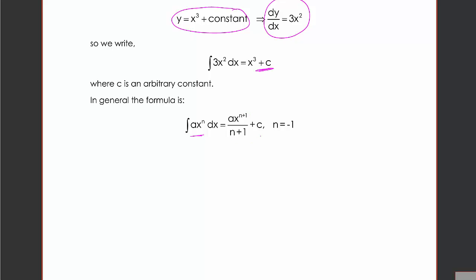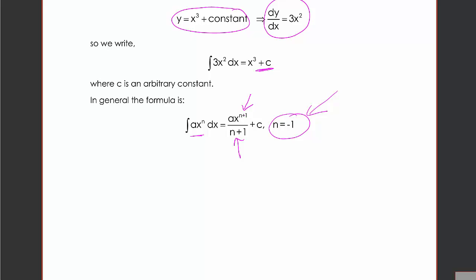In general, the formula is this. If you integrate ax to the n, you get ax to the n plus 1 divided by n plus 1 plus a constant. And that works provided n is not equal to -1. If n is -1, at this stage you won't be able to do it. That comes in a later course.